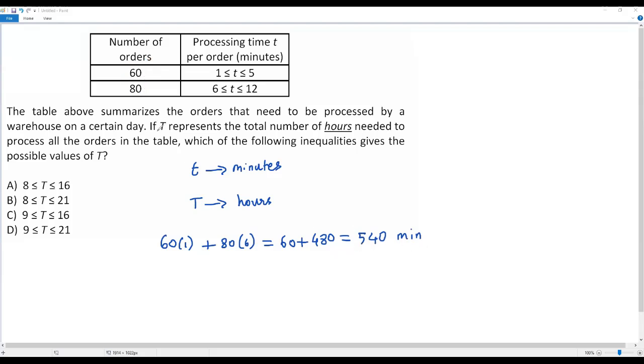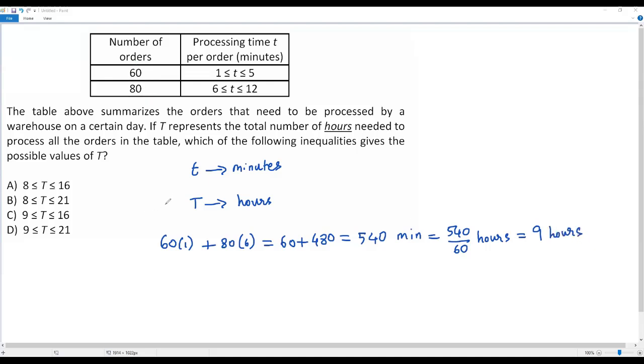But according to the information we have over here, we have to find the total time in hours. So I have to convert these minutes to hours. For that, I have to divide this 540 by 60. Whenever I want to convert minutes to hours, I have to divide the given minutes by 60. When I divide this 540 by 60, I am getting 9 hours. So the total minimum time to process all the 140 orders in the table is 9 hours. Let me write the stuff over here.